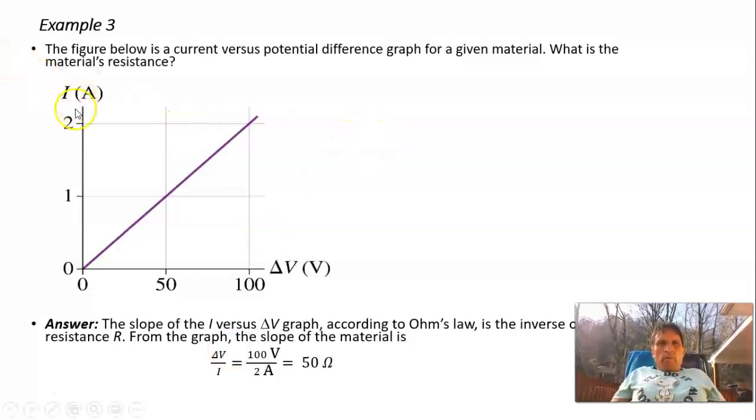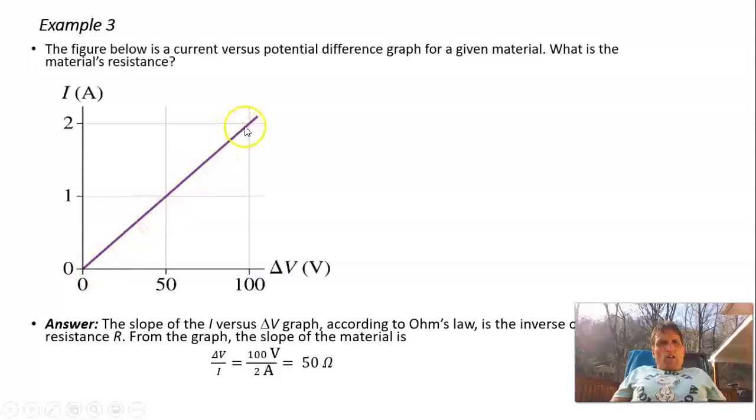Suppose that for a given material, we vary the potential difference, or we vary the current through it, and we measure the potential difference, and we get a linear relationship. So it's linear, which means that we can use Ohm's law. I is delta V over R, which means that R is delta V over I. In other words, the inverse of this slope gives you the resistance, because the slope here is I over delta V.